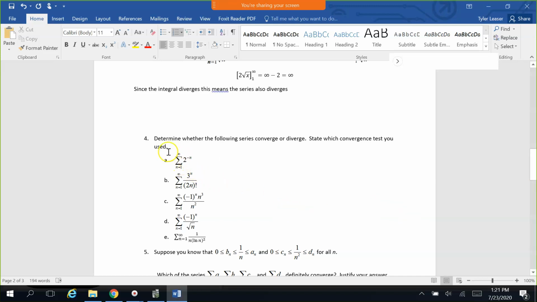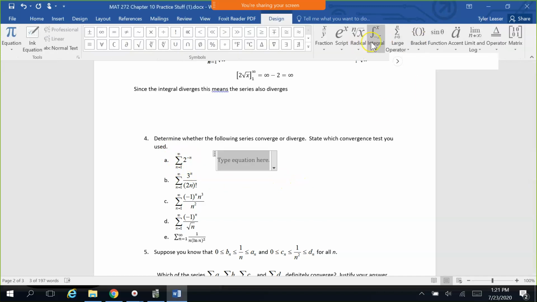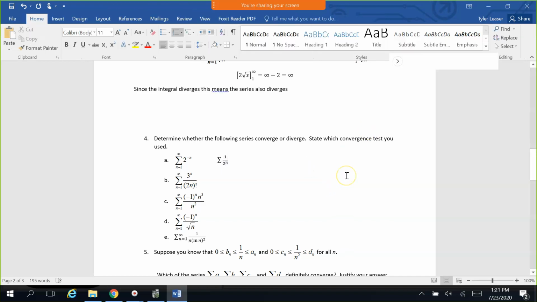So here we have the series n equals 1 to infinity, 2 to the negative n. I don't really like the way that one's written, so let's think about it more like this: 1 over 2 to the positive n. This is actually a series that we've seen before, but let's still talk about it. So let's just go through the tests to see which one's going to help us out here.